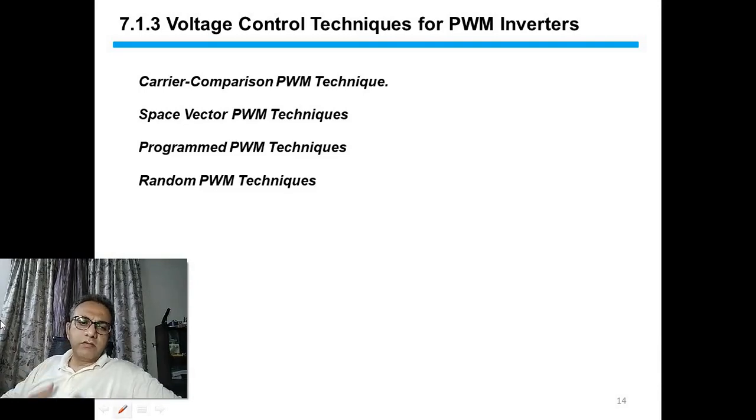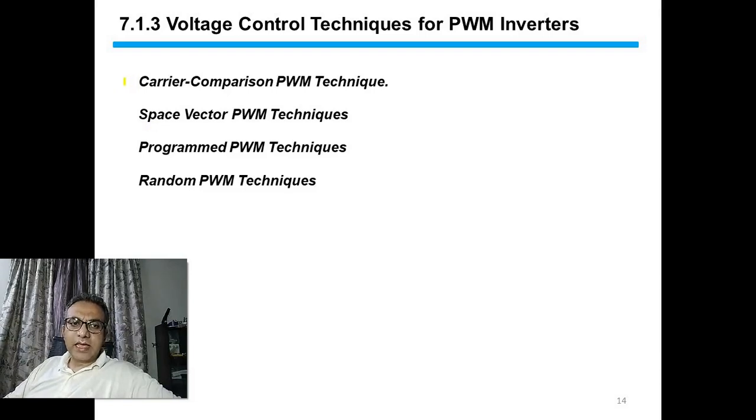So in this article we will discuss various control techniques for PWM inverters. We will discuss techniques that PWM inverters use to create variable voltage. Now there are a variety of techniques available. However, the author of our textbook has described the following four techniques.